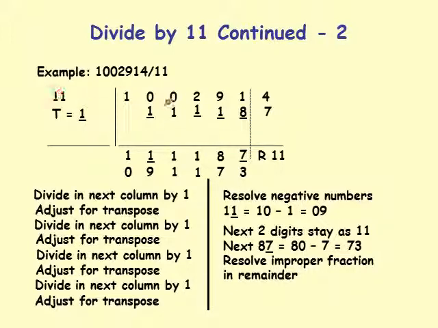The remainder is 11, and we're dividing by 11. So 11 divided by 11 is an improper fraction. Okay, that means that the answer is 1002914 divided by 11 is 9.